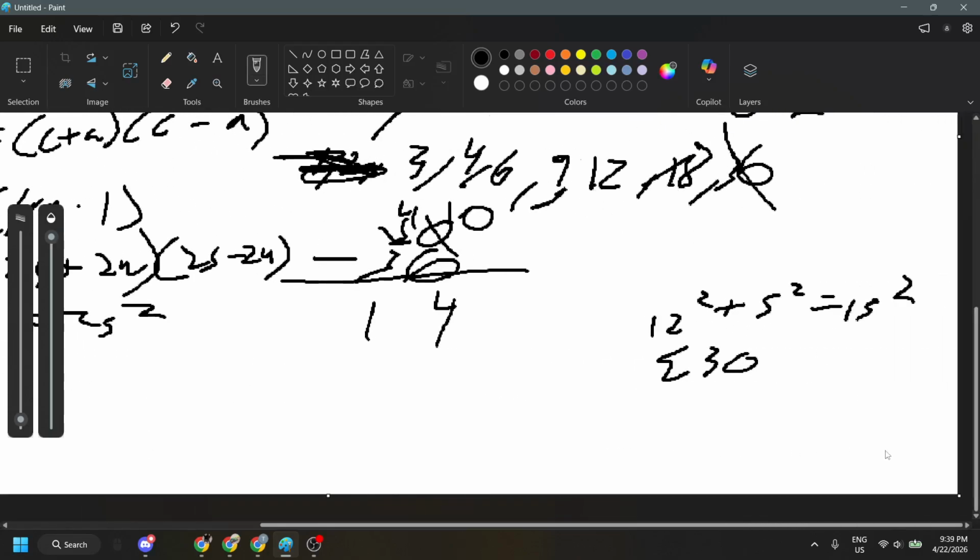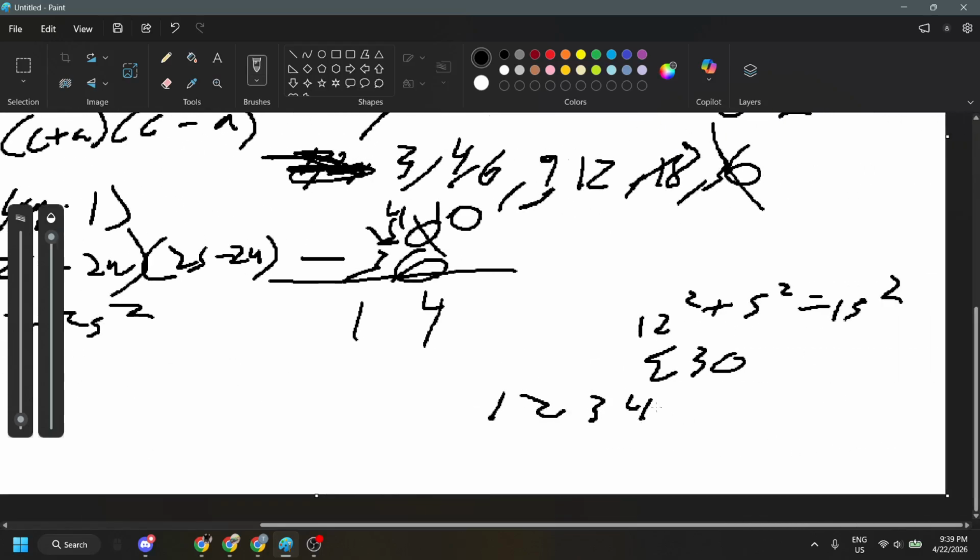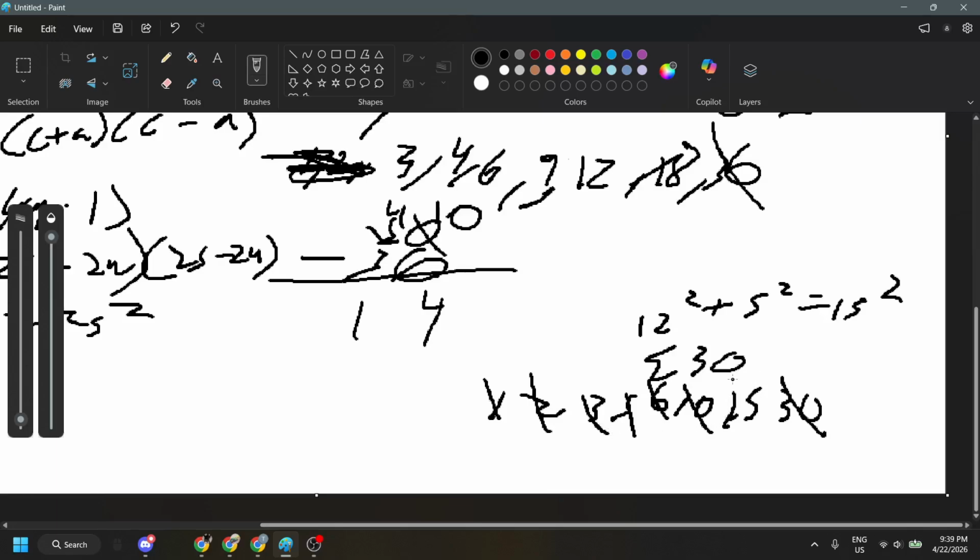So we have 30. 30 goes into 1, 2, 3, 5, 6, 10, 15, 30. So 30 won't work as 1, 2. So we just need to find two that work. So 30 minus 15 minus 15. 30 minus 10 minus 20, no. 30 minus 6 minus 24, no. 30 minus 5 minus 25, no. 15, 15?